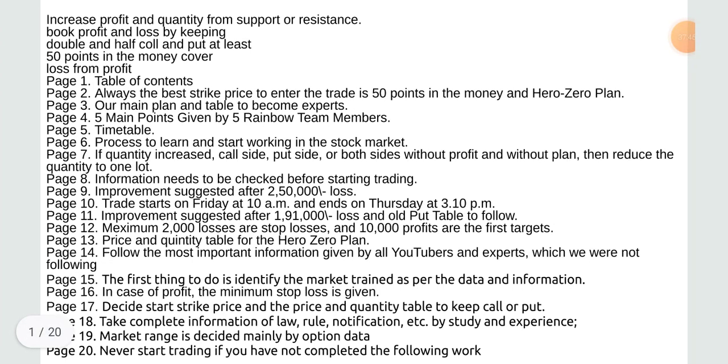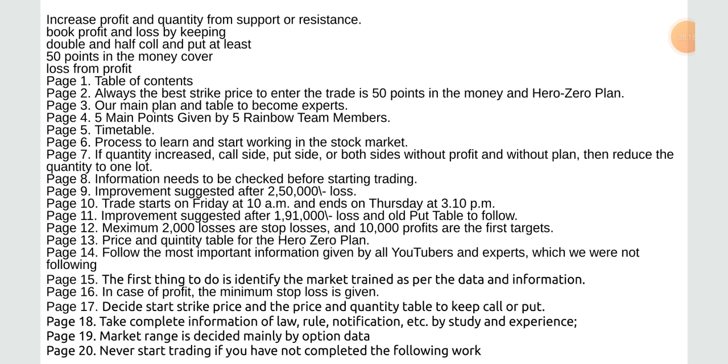Increase profit and quantity from support or resistance. Book profit and loss by keeping double and half call and put at least 50 point in the money cover. Loss from profit. 1. Table of contents. 2. Always the best strike price to enter the trade is 50 point in the money and Hero Zero plan. 3. Our main plan and table to become expert. 4. 5 main points given by 5 Rainbow team members. 5. Timetable. 6. Process to learn and start working in the stock market.